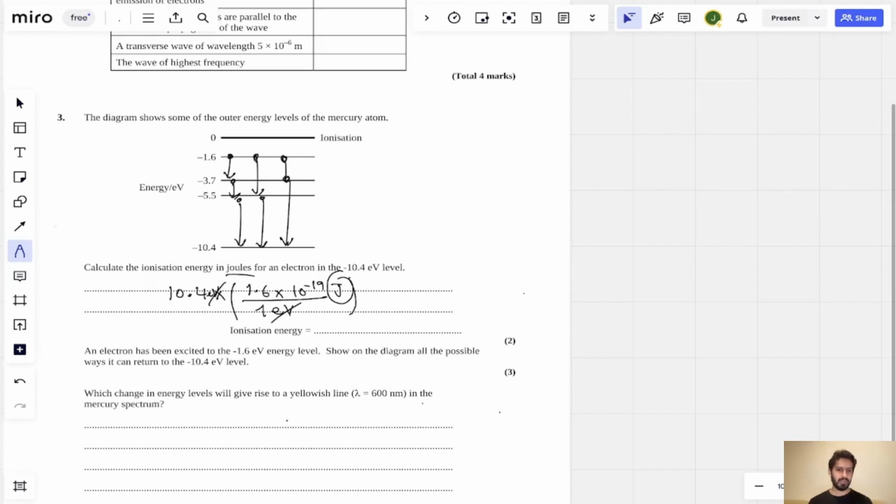And there is one last possibility. Can you figure it out? The last possibility is that it can go directly from negative 1.6 to negative 10.4.